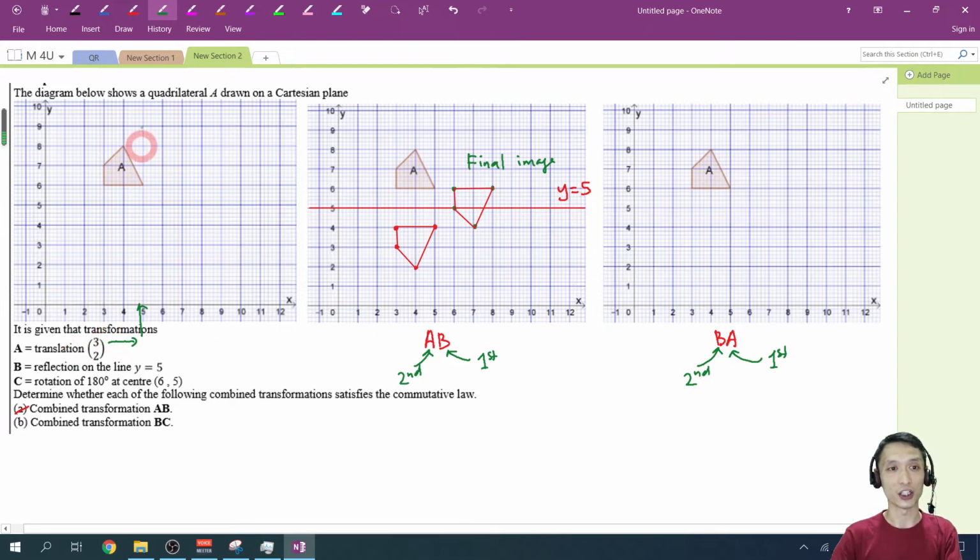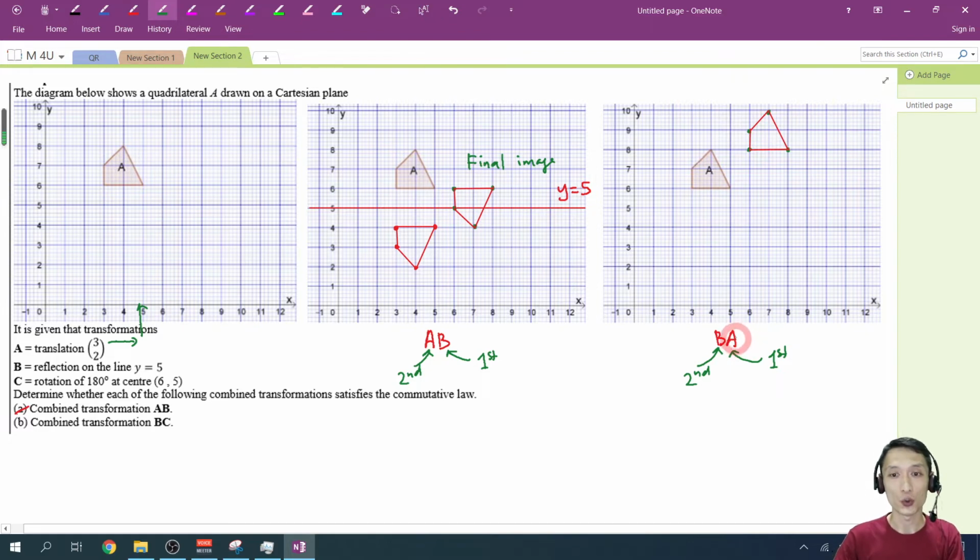A is a translation (3, 2). 1, 2, 3. Go up 1, 2. Okay, here 1, 2, 3. Go up 2 units, 1, 2. So you can start calculating from here or from here. From here go up 1 unit. Here do the same thing, go up 1 unit. Okay, so next thing, connect all these vertices together. Okay, so this is the image of object A under this transformation A.